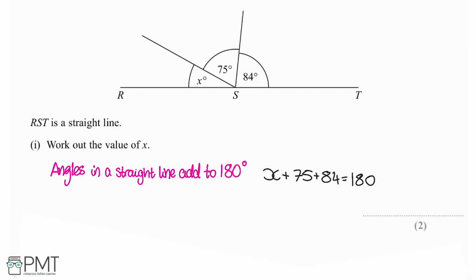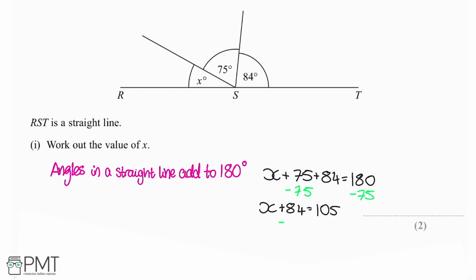Now this is great because what we have here is an equation which we can solve to work out the value of x. So first, if I subtract 75 from both sides, we're left with x. This 75, take away the 75, we just get 0. So we can skip on to having 84 here. And on the right hand side, 180 minus 75 is 105.